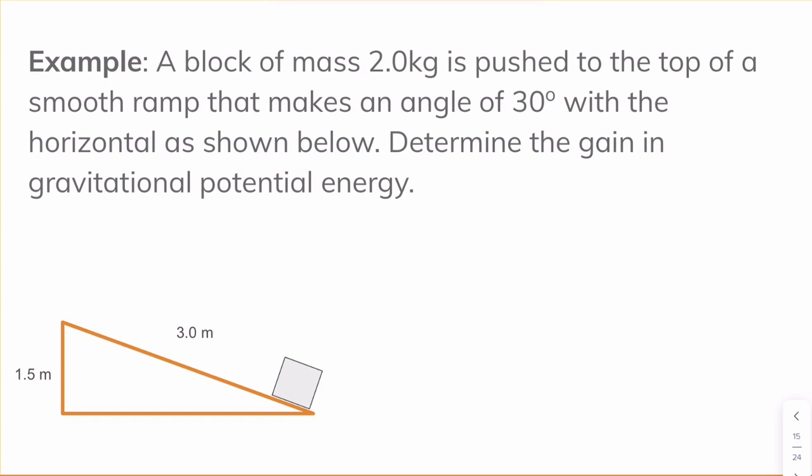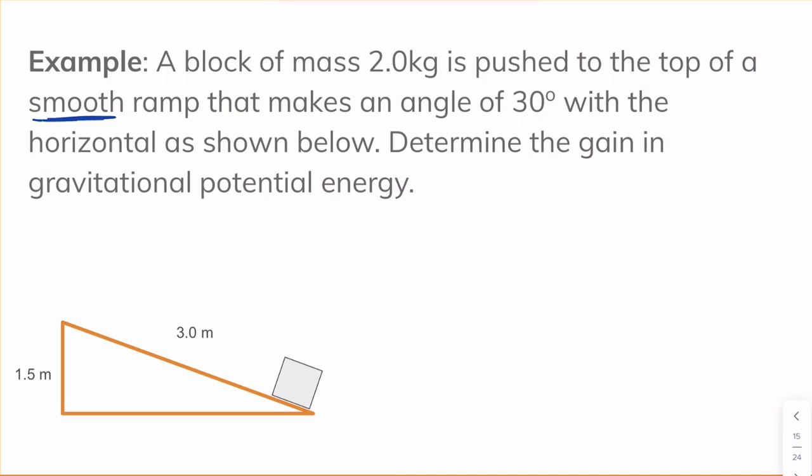In this next example, we have a block of 2 kilograms pushed to the top of a smooth ramp that makes an angle of 30 degrees with the horizontal. Determine the gain in gravitational potential energy. The key word there, smooth, indicates that we can consider this to be frictionless. So we're not worried about friction or anything like that.